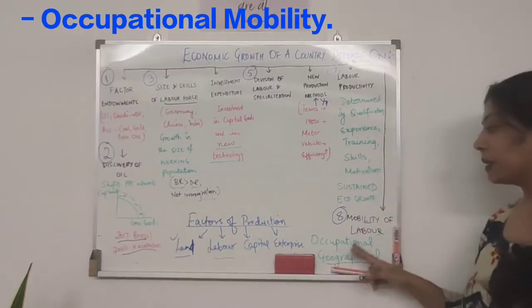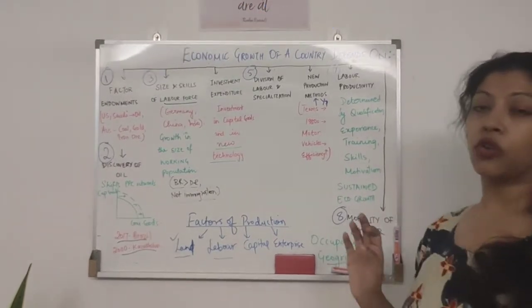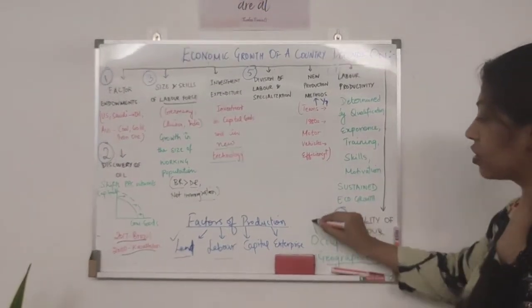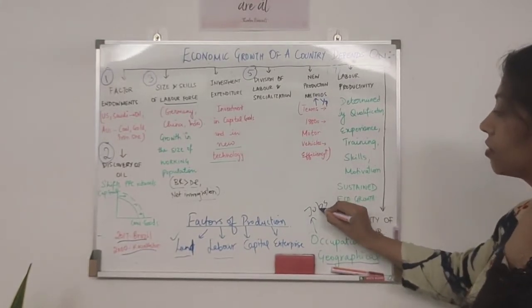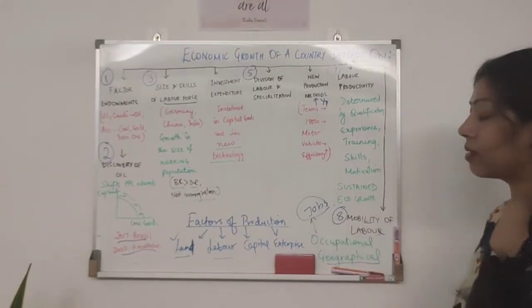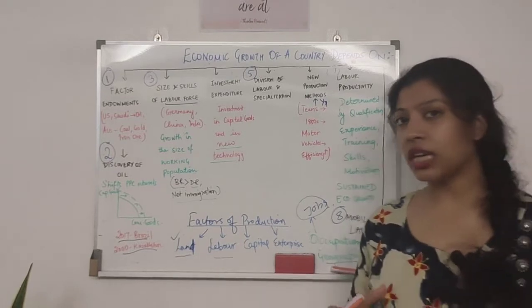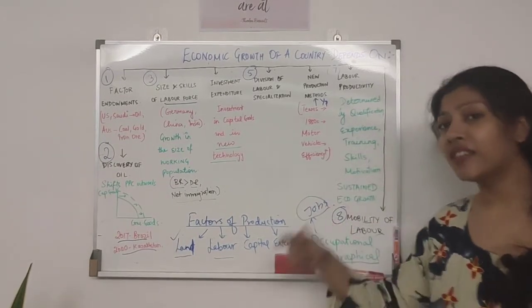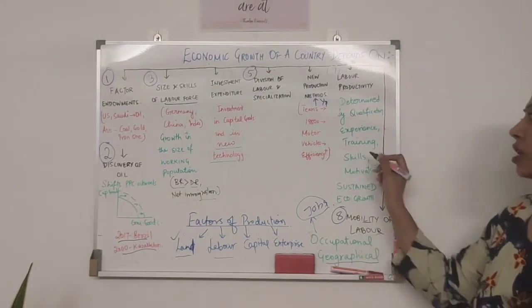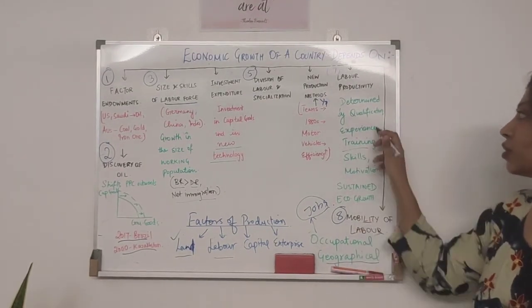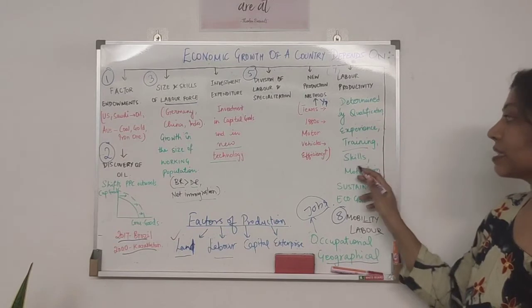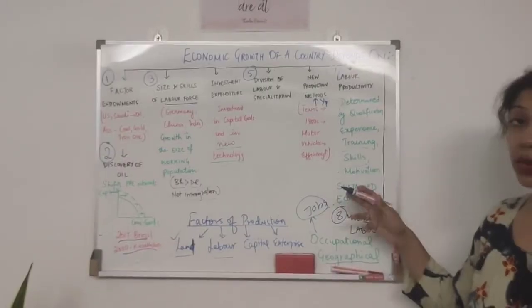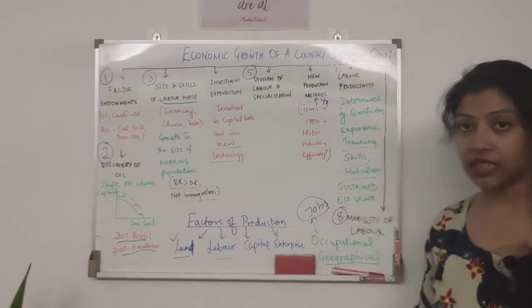Another type of mobility of labor is occupational. Occupational is basically changing jobs. So if in a particular economy or in a country, there are people who are able to change their jobs because they are given that kind of support in terms of training or qualifications in probably a lesser time, and they are equipped with skills and motivated for that.